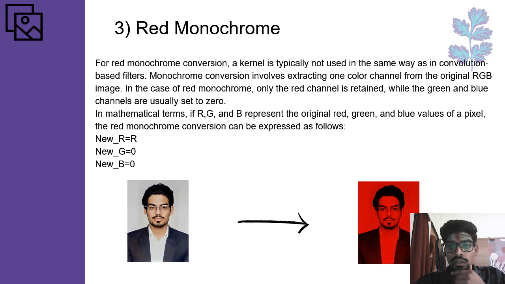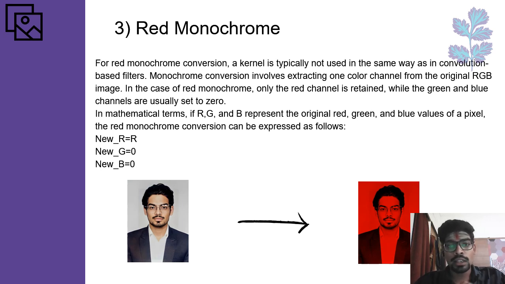So in this method, we just pick one of the RGB channels, like either red, green or blue, and discard the other colors. If I want to make the red monochrome, I will discard the blue and green channels. Imagine taking a photo with a red filter. Only the red channel gets recorded. This method is easy to understand and implement, but it can sometimes result in the loss of details.